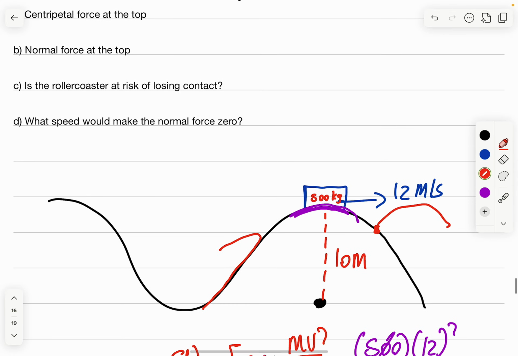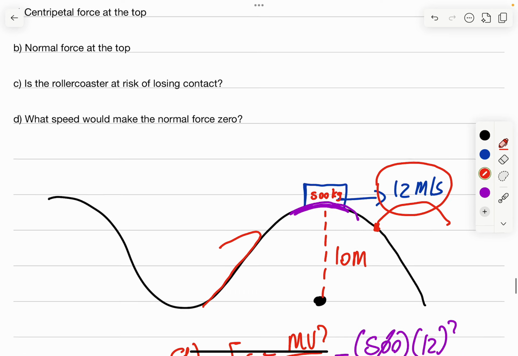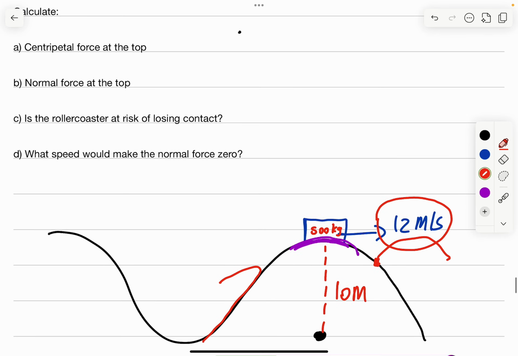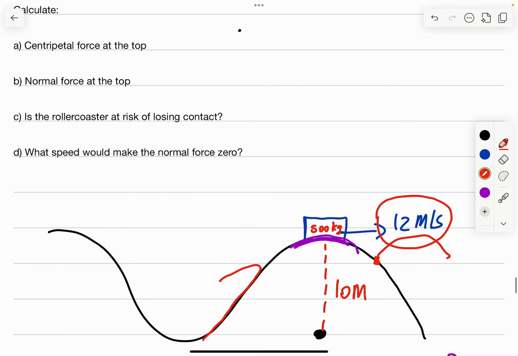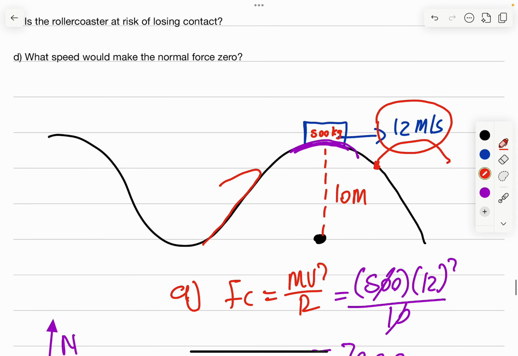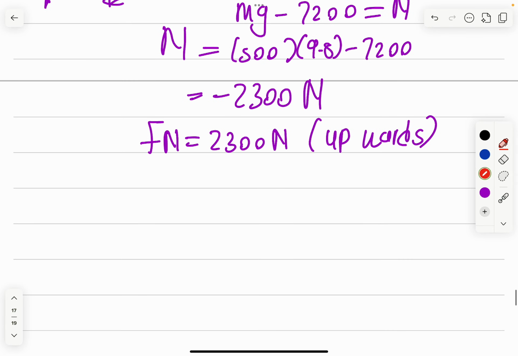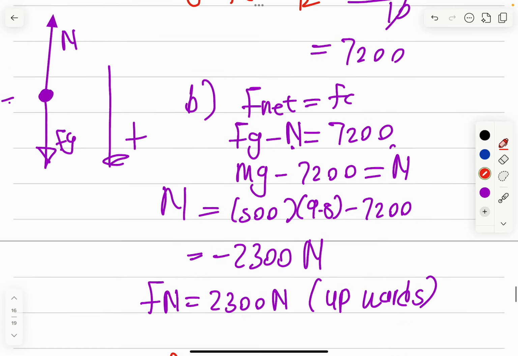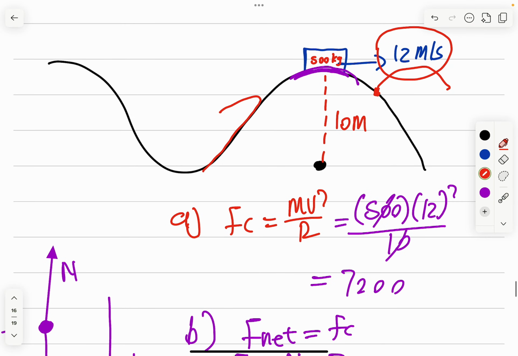We want to compare this velocity and the minimum velocity needed. That is what we want to calculate. So we're going to say C and calculate the force.